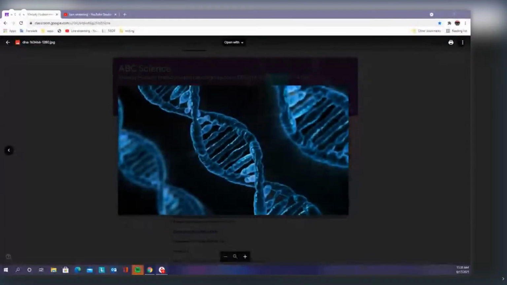So here we go. Let's start with the picture of our DNA molecule. All right, so looking at this, why is DNA called a double helix? Why is it called that? Describe the appearance of a molecule of DNA. And finally, what are the components of DNA?